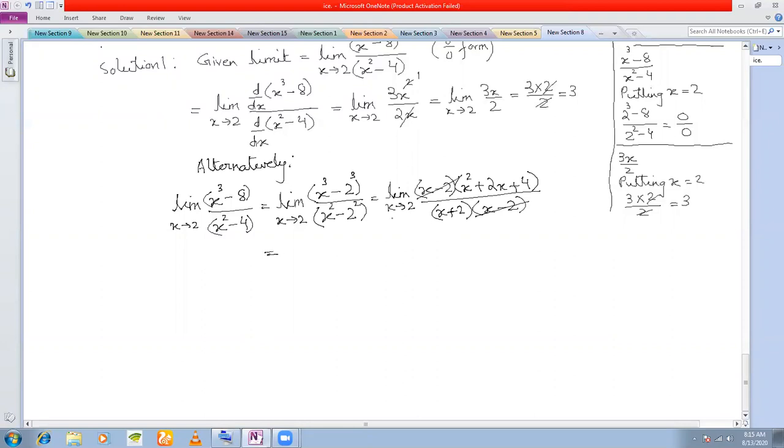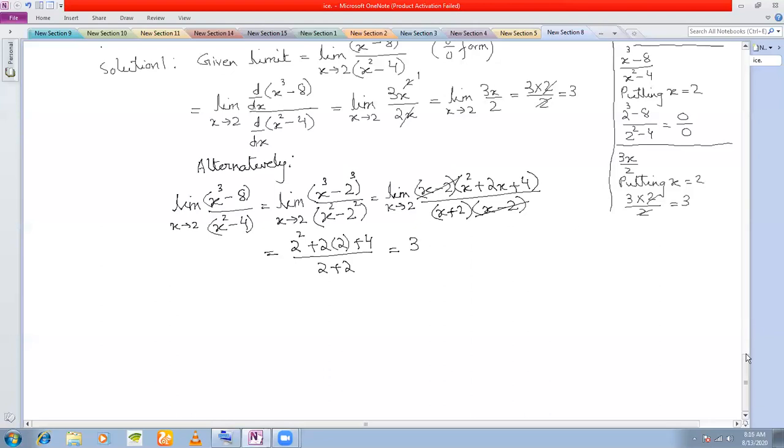And what are we left with? Now what do we do? We put x is equal to 2. 2 square is 4, so 2 into 2 plus 4, divided by 2 plus 2. So ultimately you will get 3 here also. Understood? This is how you will evaluate normally. Okay, but normal evaluation you have already done in your class 11. So we will not be doing normal evaluation this time. We will be simply doing L'Hospital rule.